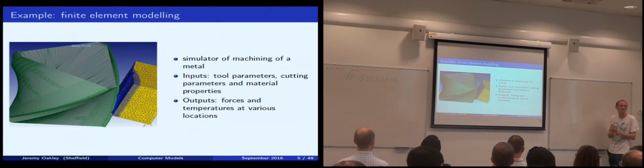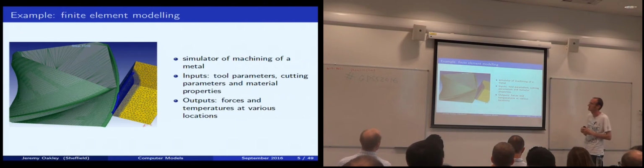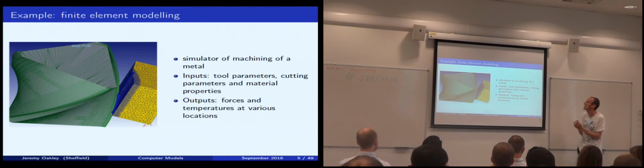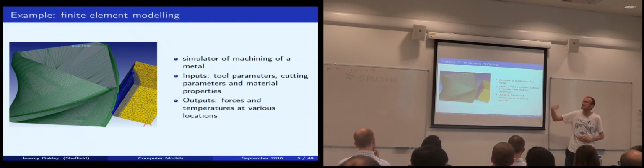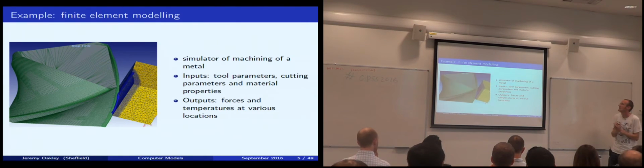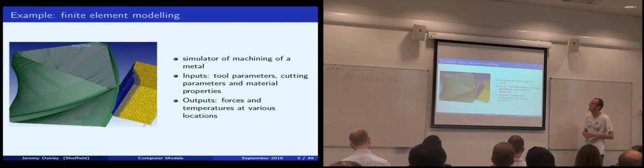Another example, obviously a complex finite element model. This is an example of a model that simulates the machining of a piece of metal. So your inputs might be various characteristics of the tool, the speed at which you're going to cut the metal, and so on, characteristics of the material that you're cutting. And then your simulator might produce a whole bunch of different outputs, perhaps forces and temperatures experienced by both the tool and the workpiece at different locations.